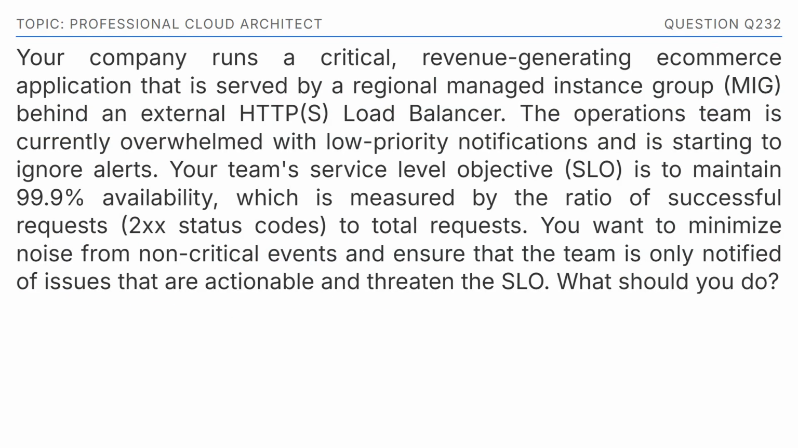Your company runs a critical, revenue-generating e-commerce application that is served by a regional managed instance group, MIG, behind an external HTTP/S load balancer. The operations team is currently overwhelmed with low-priority notifications and is starting to ignore alerts. Your team's service level objective, SLO, is to maintain 99.9% availability, which is measured by the ratio of successful requests, 2xx status codes, to total requests. You want to minimize noise from non-critical events and ensure that the team is only notified of issues that are actionable and threaten the SLO. What should you do?